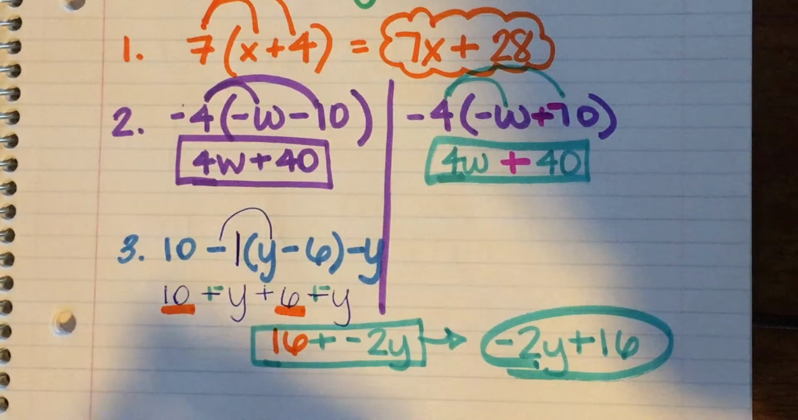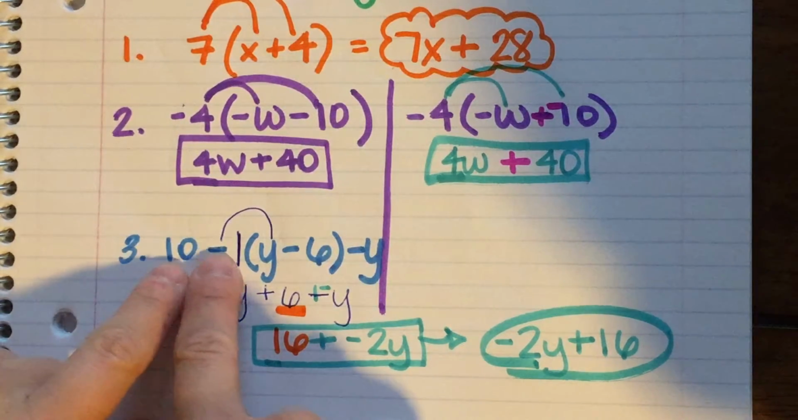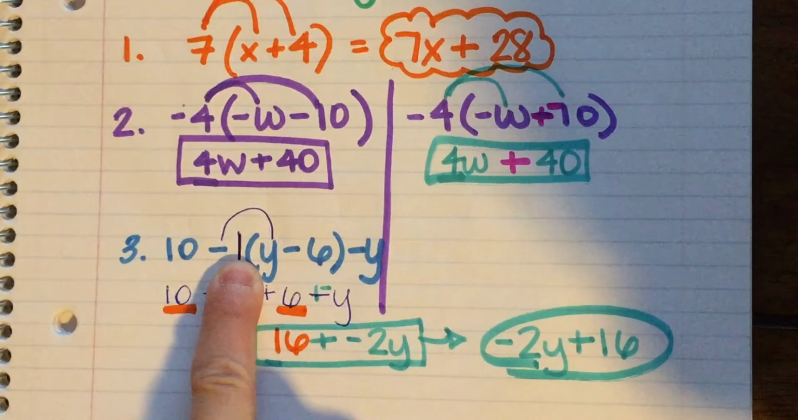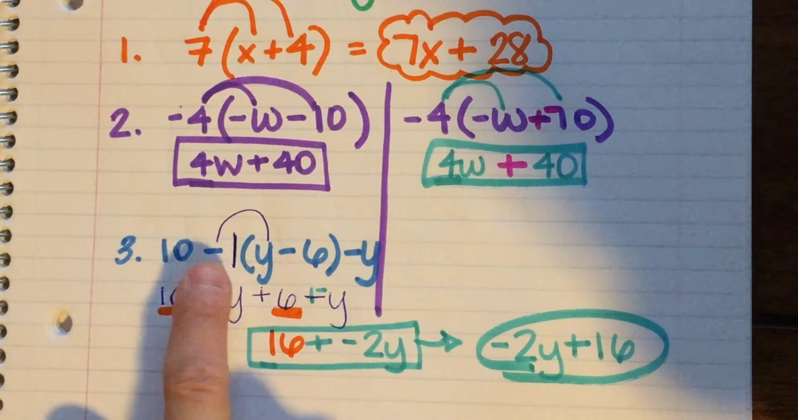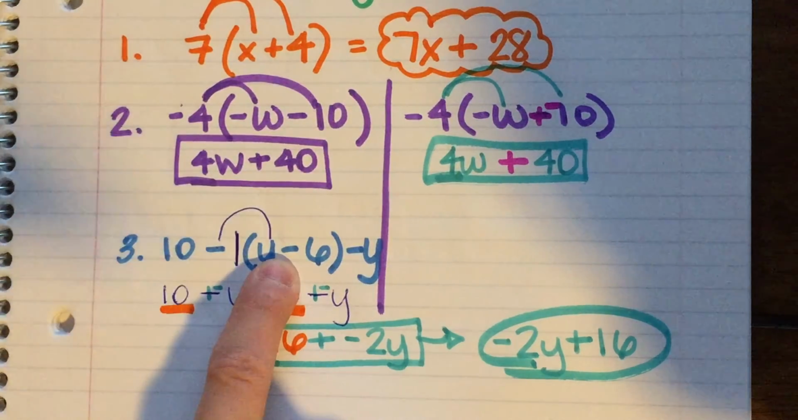So that's just a little bit of review on distributive property. Make sure that you are distributing a number that is directly in front of the parentheses, and if there is an operation separating a number and parentheses, you know not to distribute.